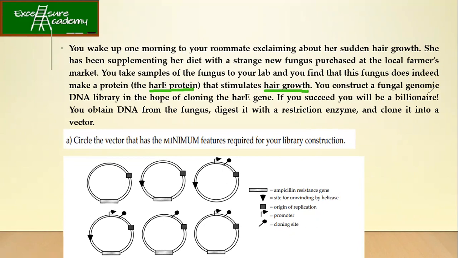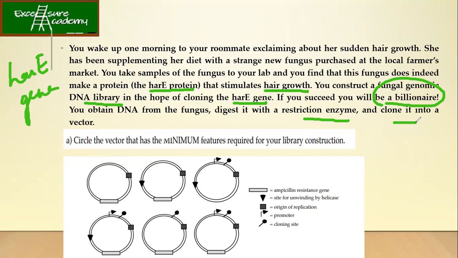So you construct a fungal genomic DNA library in the hope of cloning the HARE gene. So if you succeed, you will be a billionaire, which is true. You obtain DNA from the fungus, digest it with restriction enzyme and clone it into a vector. Now the question is, so what you have? You have got the HARE gene, and you have got the fungus DNA library, and now you have the restriction enzyme. You're going to clone it.